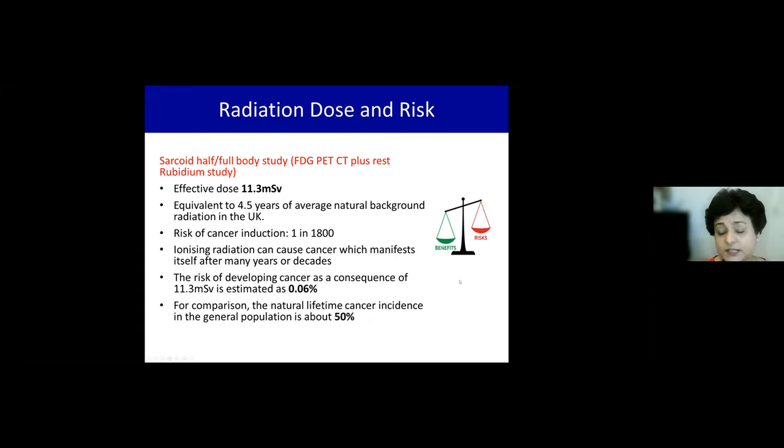So it is not to be taken lightly. We do not take it lightly. Therefore, that is why we actually cancel your scan if we realize that you've not done a diet or fast, and make sure that the radiation is given justifiably to a patient after weighing the risks and benefits and discussion with the MDT.